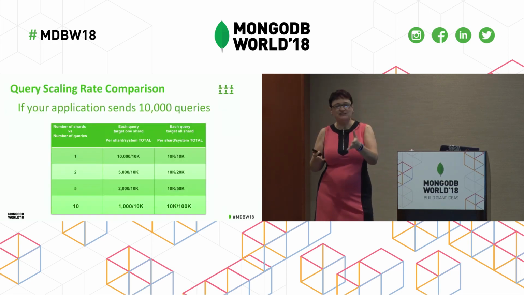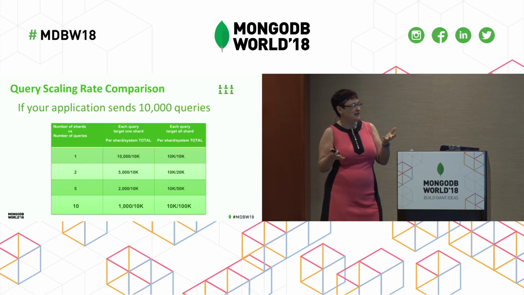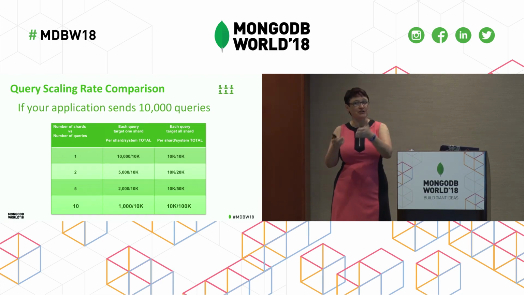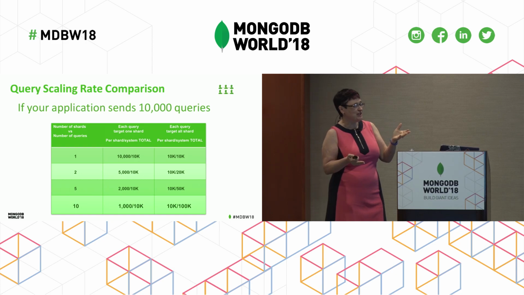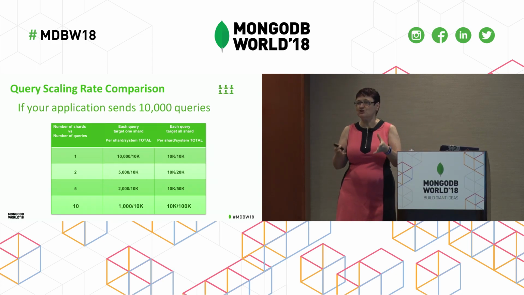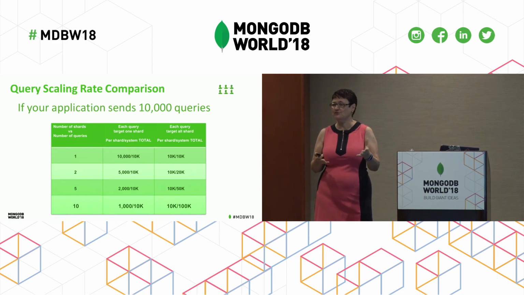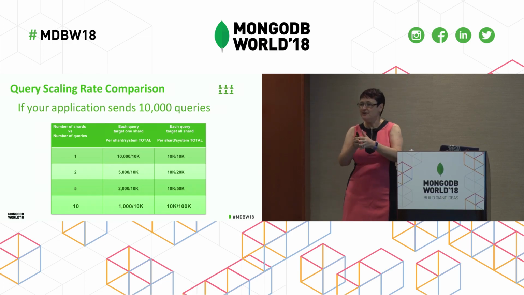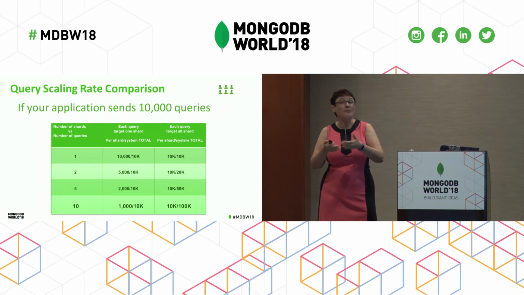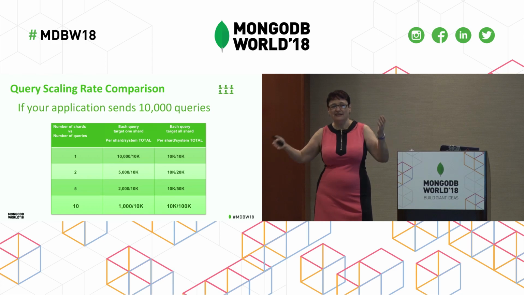If your application sends 10,000 queries to all the routers, and those routers are targeting those queries to individual shards, by the time you have 10 shards, each shard only has to handle 1,000 queries. If every query goes to every shard, no matter how many shards you add, each shard still has to do 10,000 queries.